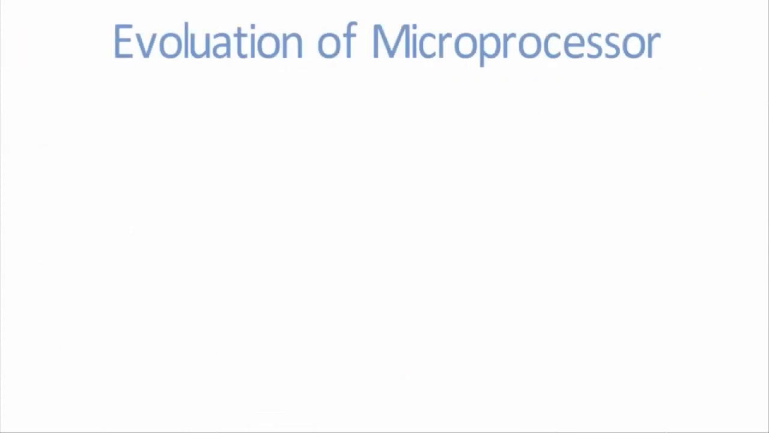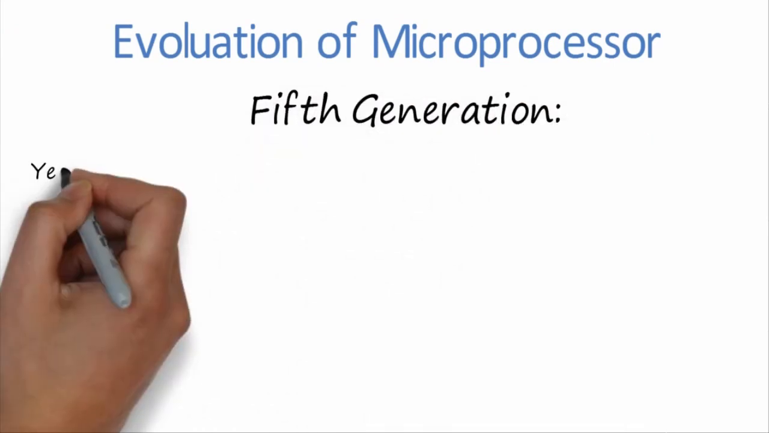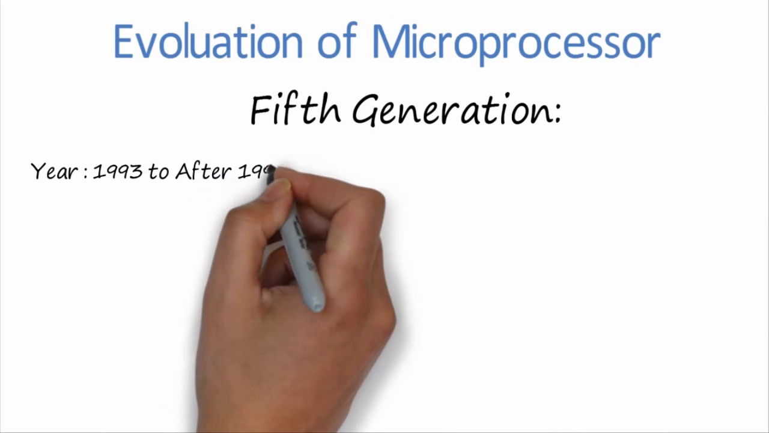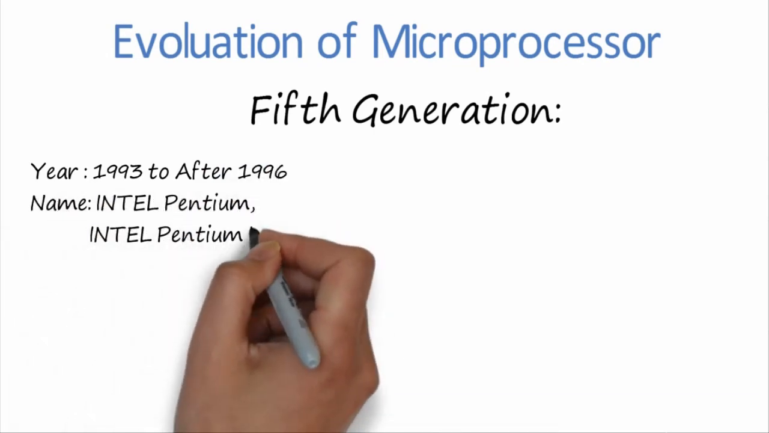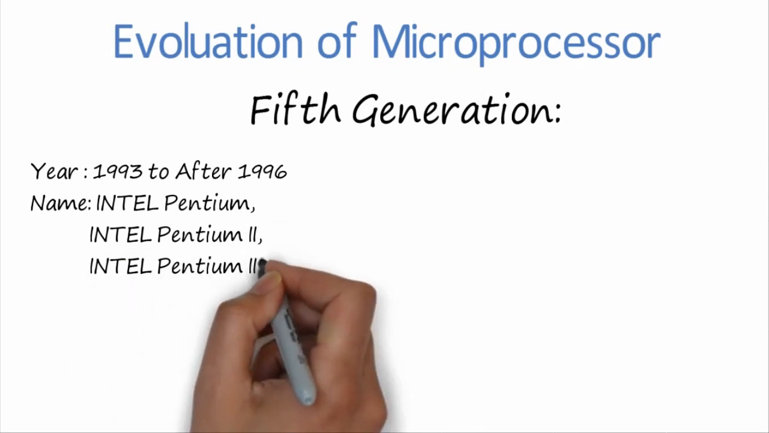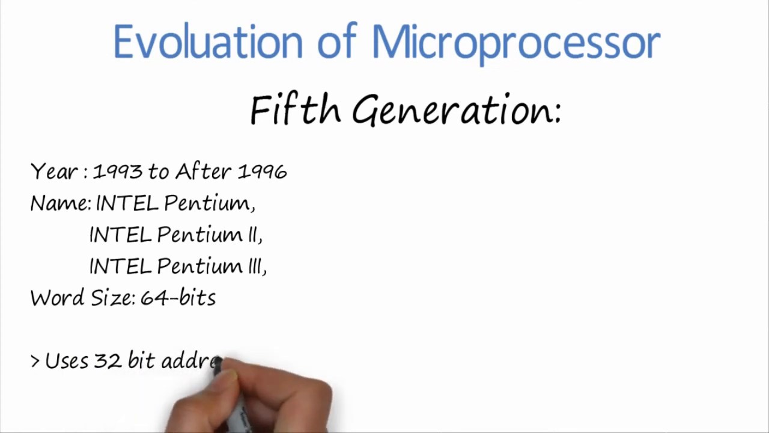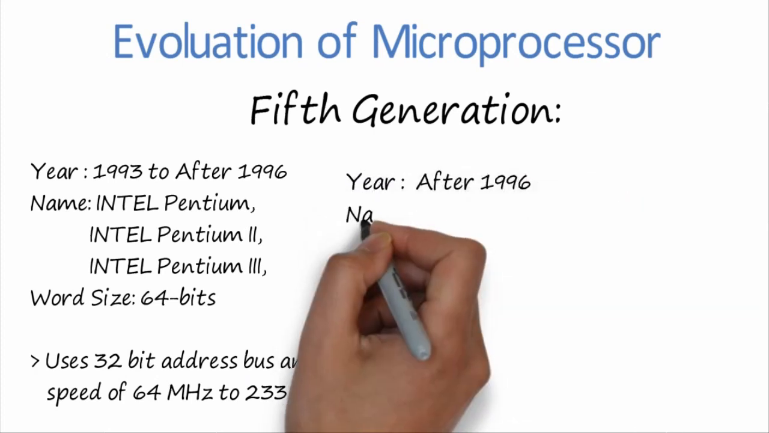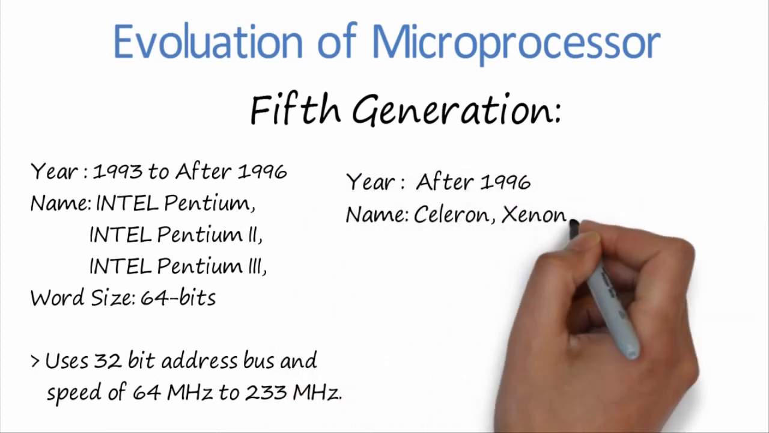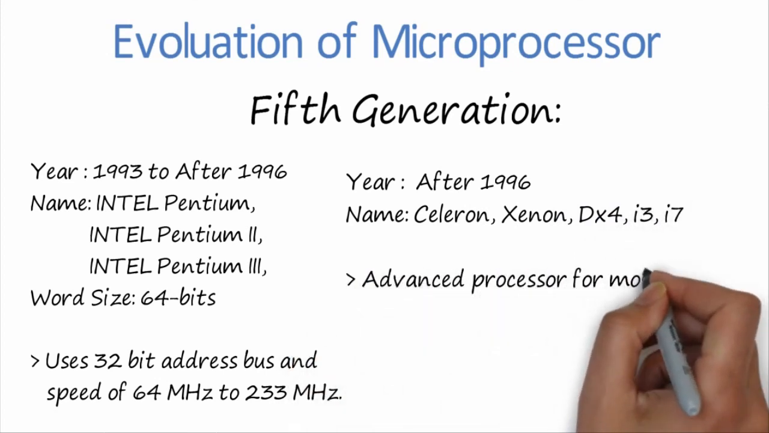Then we came to the fifth generation of microprocessor. Intel introduced its Pentium series, that is Pentium 1, Pentium 2, Pentium 3 and Pentium 4. Then Core 2, Intel Dual Core. These are some of the microprocessors which were introduced by Intel. Now we are in the era of the i series. We have i3 and i7 processors and so on. So this is how microprocessor got updated.